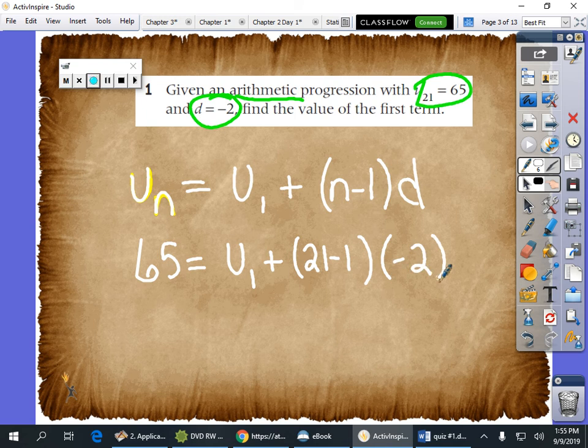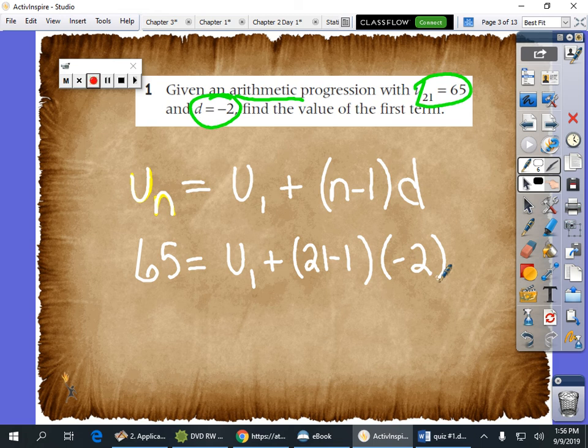Can someone summarize what I did? Someone summarize what I just did. I substituted in, yes. Okay. I don't have an extra with me right now. If you look on, I'll get it for you. So just copy your work on a paper.